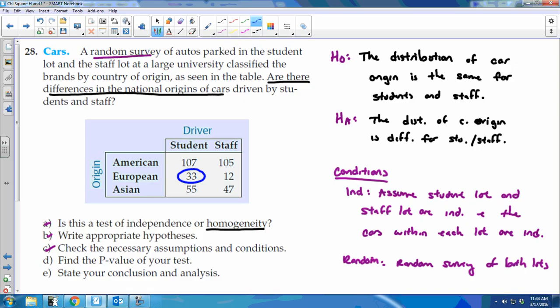Again, that's an observed count, so the answer's not 33. You need to find all the totals. So I found them already. So 195, 164.